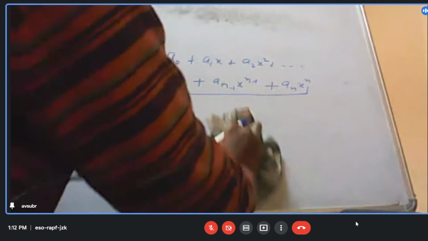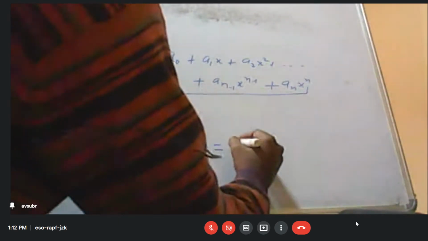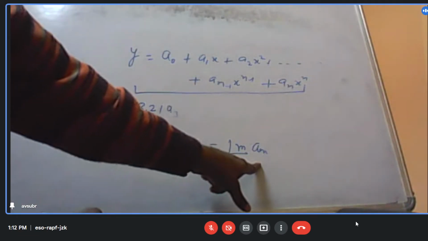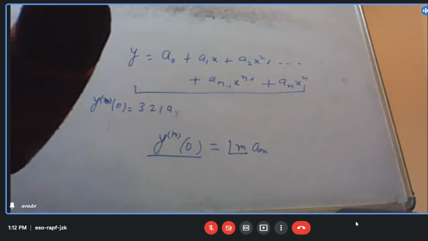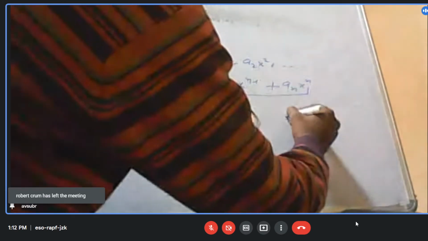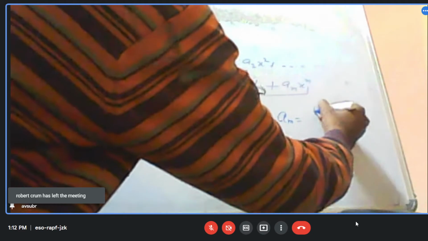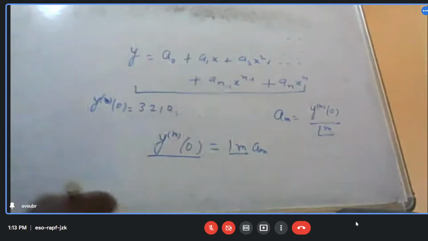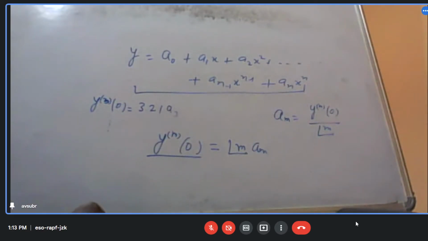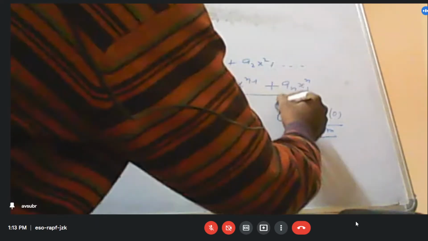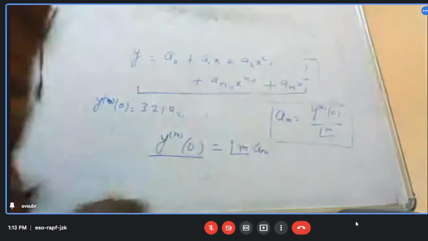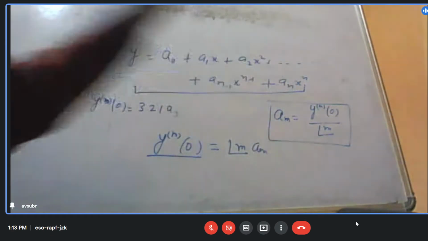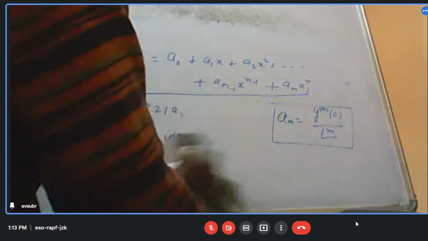I hope now you understood. So this is factorial m into am, the mth coefficient alongside it. So am will be equal to ym at x equal to 0 by factorial m. Can I write it like this? So this is what I got. This is nothing but the coefficients.